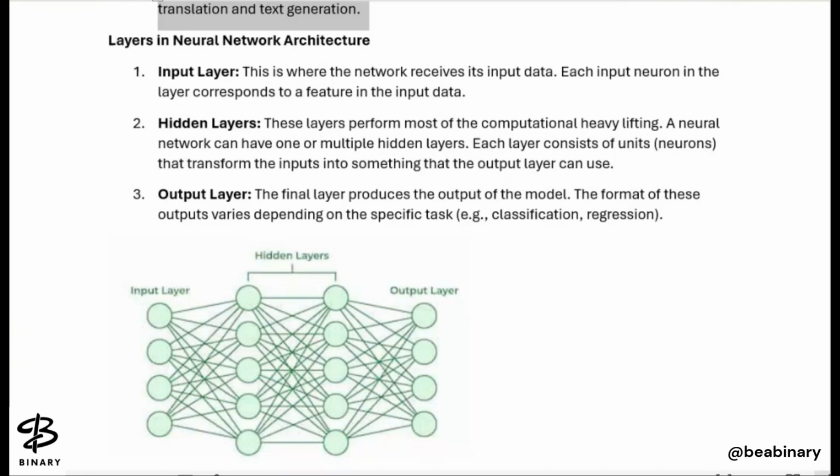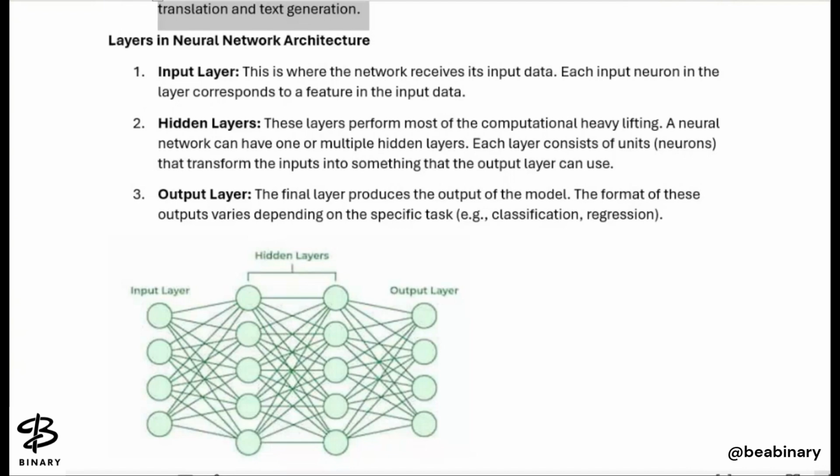So in the neural network architecture, we are saying that the input layer is where the network receives its input data. Each input neuron in the layer corresponds to a feature in the input data.